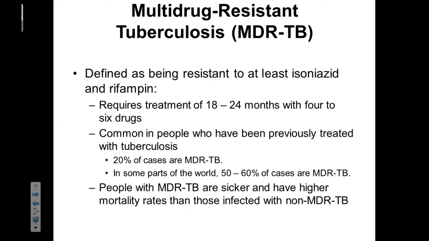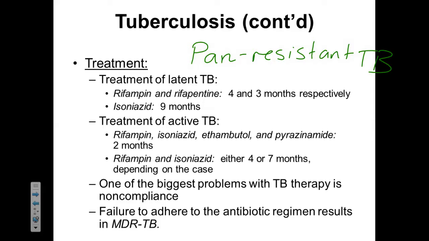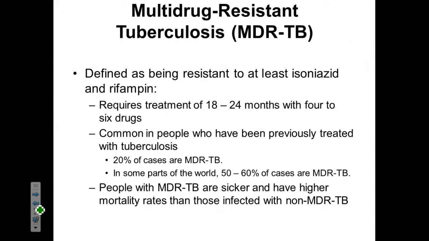Something that wasn't necessarily mentioned in your textbook, but is also making waves right now, is pan-resistant TB. There are some strains of tuberculosis right now that are resistant to every known antibiotic. We have nothing that can treat it. Those are the ones that really scare me.